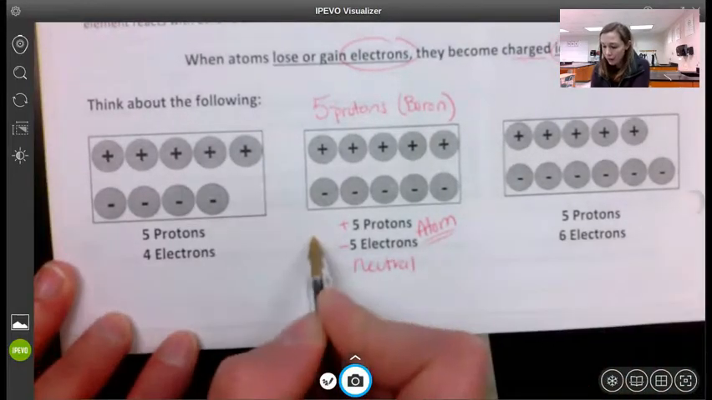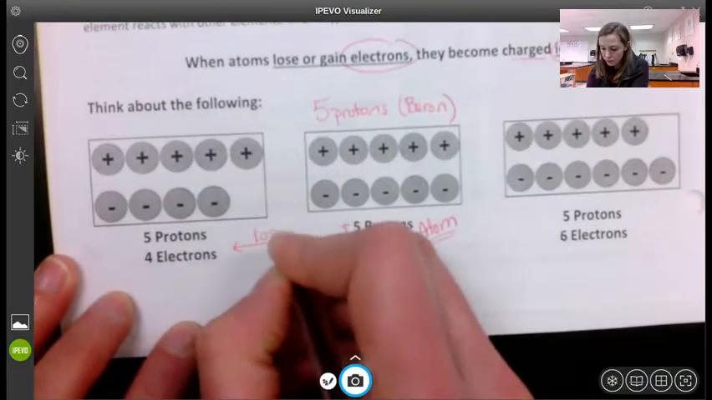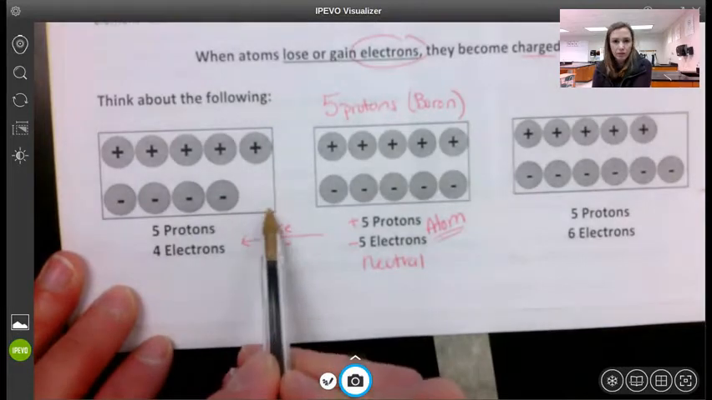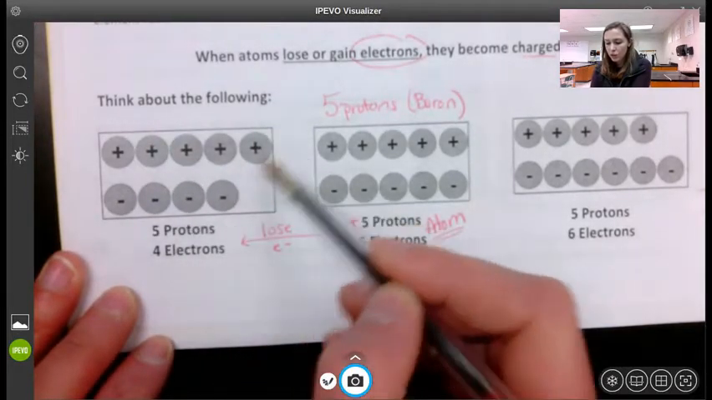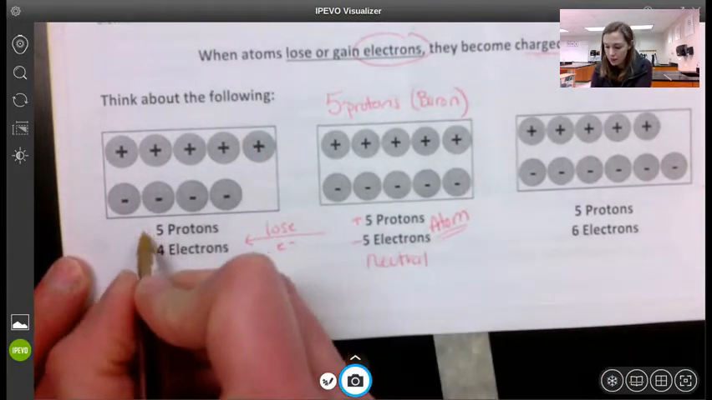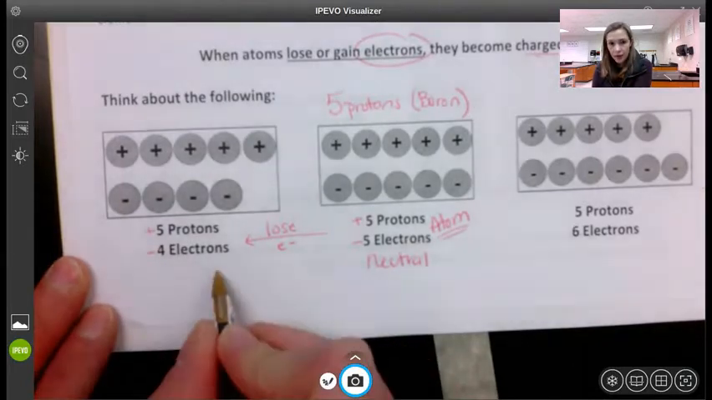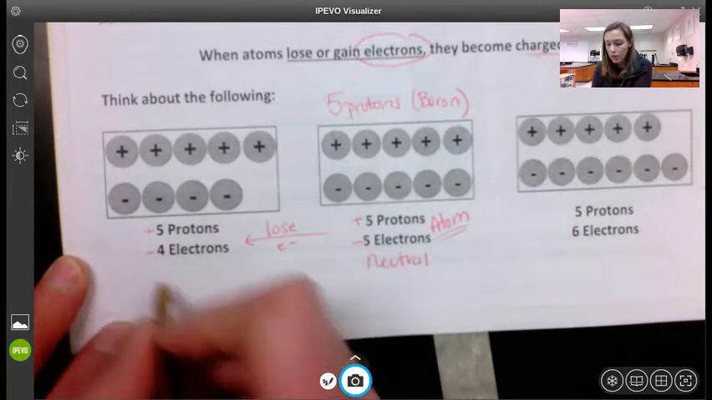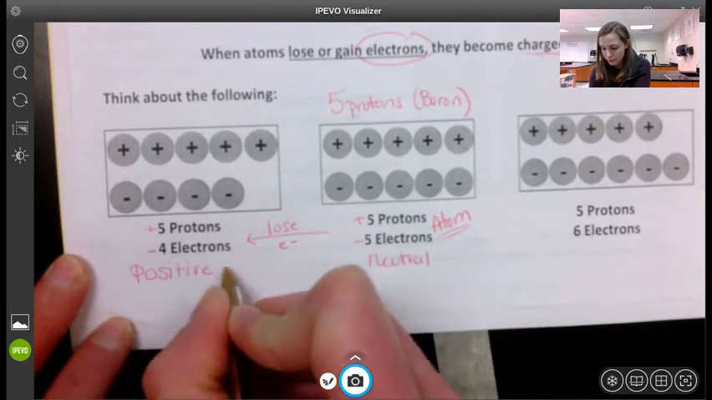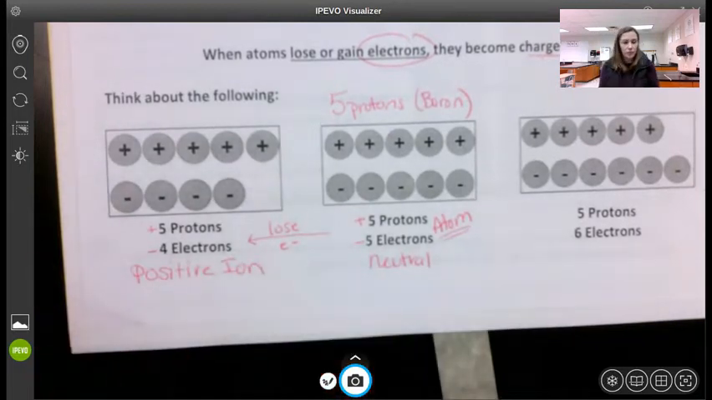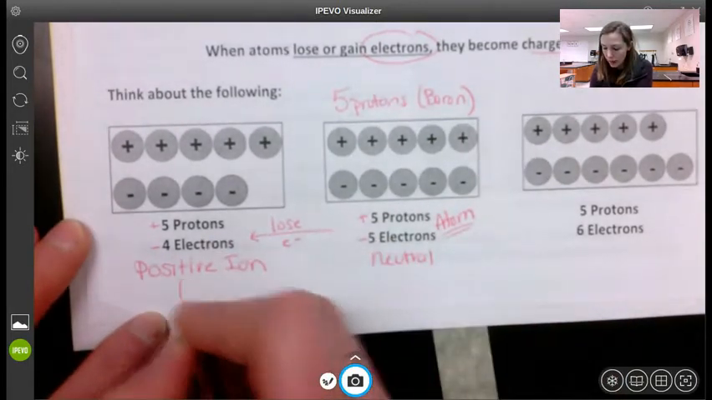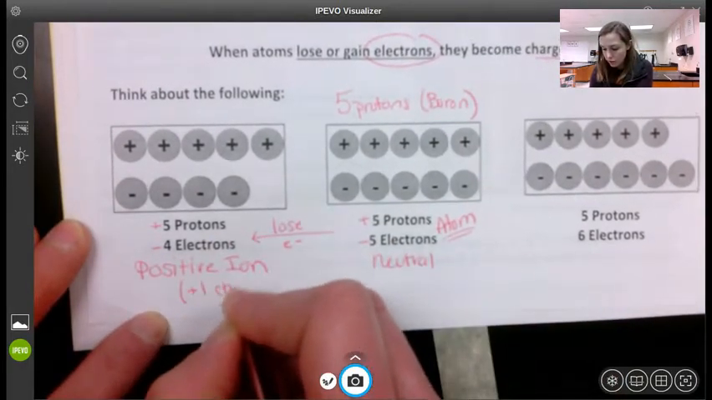However, if I lose an electron, I still have my 5 protons, but now I have 1 less electron. So when you think about them canceling out, you're left with an extra positive charge. Think of it as 5 positives and 4 negatives. I have fewer electrons now, so they're no longer equal. That means I'm going to create a positively charged ion. So losing electrons creates a positive ion, and specifically for this one, I would have a +1 charge.